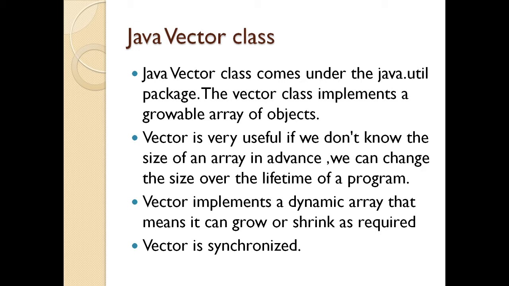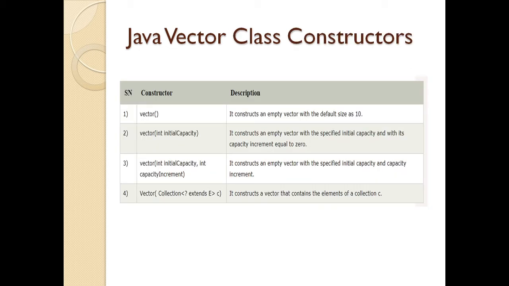Vector is synchronized. Now with this vector class constructors, we can create the vectors. First is the default vector. It constructs an empty vector with the default size of 10. We can also create a vector with initial capacity with the parameter type int. It will construct the vector with the specified initial capacity with the increment value equal to 0.